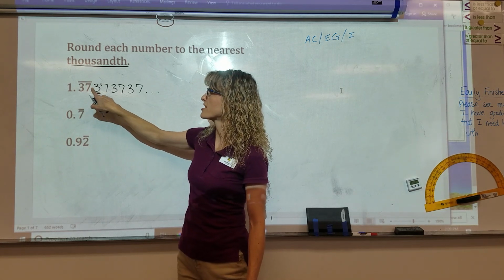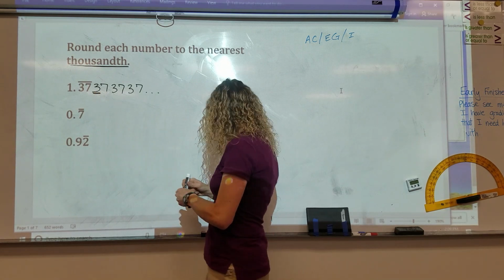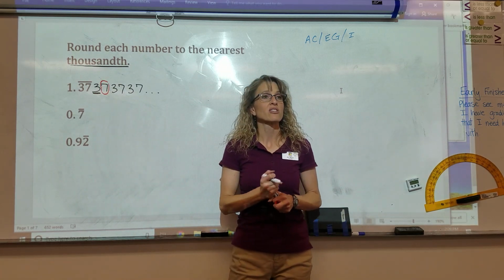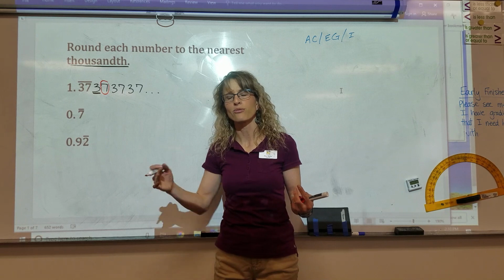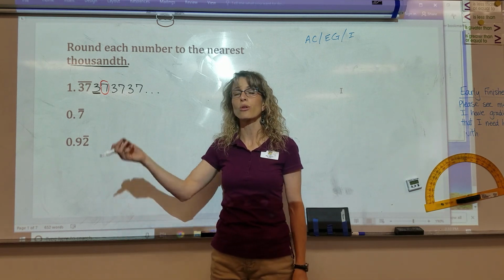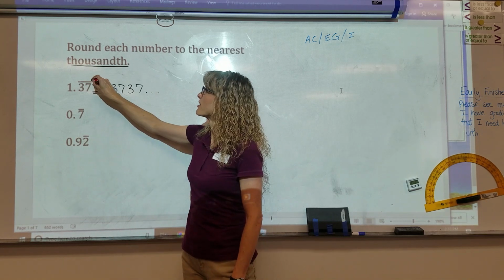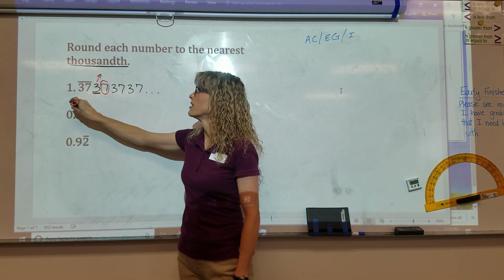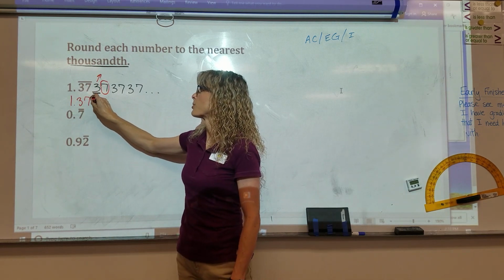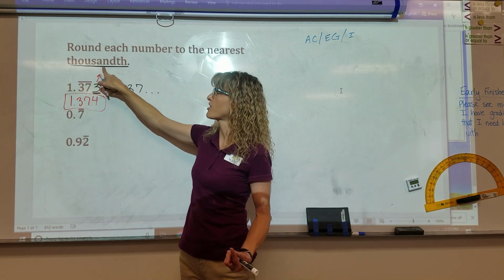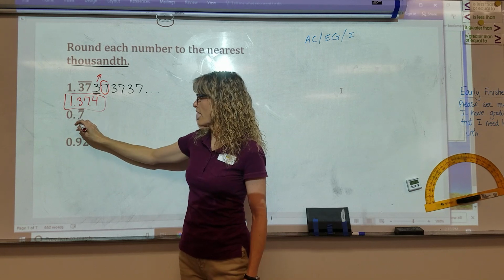Tenths, hundredths, thousandths. Then circle the digit next to it and say, 5 or more make it soar, 4 or less let it rest. Soar or rest? Ready? Soar. Good. This 3 is going to round up. So I write 1.374. Done. Do I have 3 digits? Yes. Did I round to the 1,000th place? Yes. Okay. How about this one?